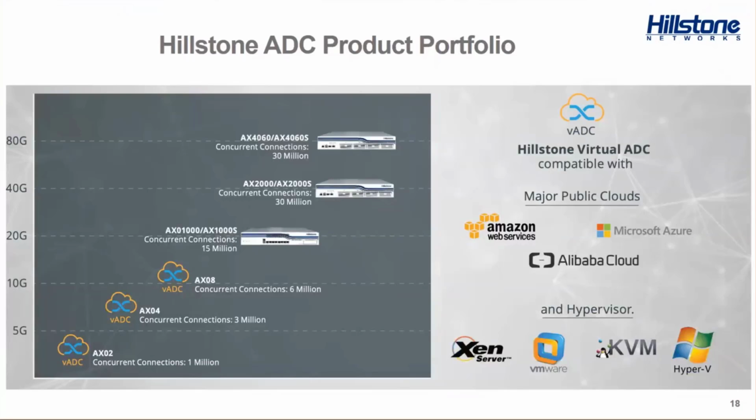Let's take a look at the ADC portfolio. It has 6 hardware models and also 3 virtualized models. The virtualized models are compatible with all major cloud offerings, public clouds like Amazon AWS, Microsoft Azure, and also with private cloud hypervisor compatibility, such as Xen and KVM, among others.